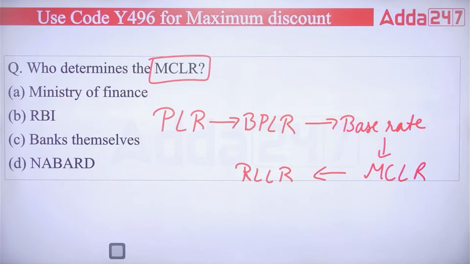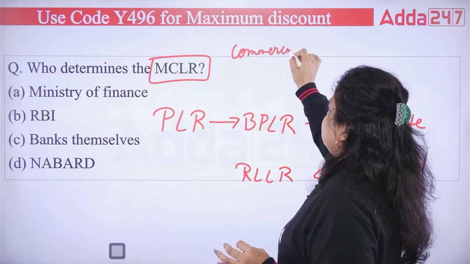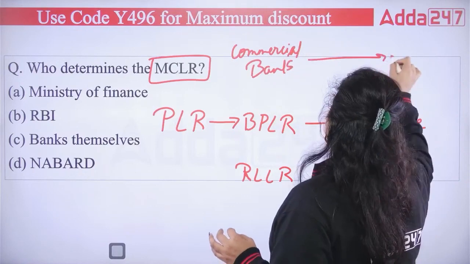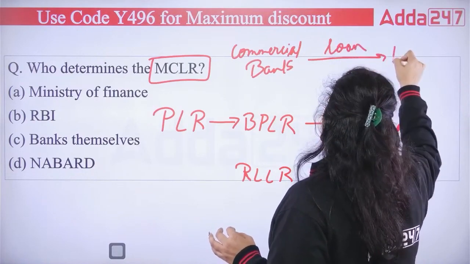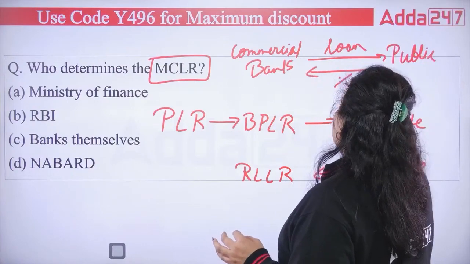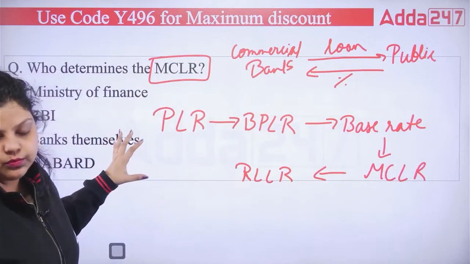So you can see the prime lending rate, benchmark prime lending rate, base rate, marginal cost of fund-based lending rate, or repo linked lending rate. These are the rates of interest charged by commercial banks when they provide loans to the public. Okay.